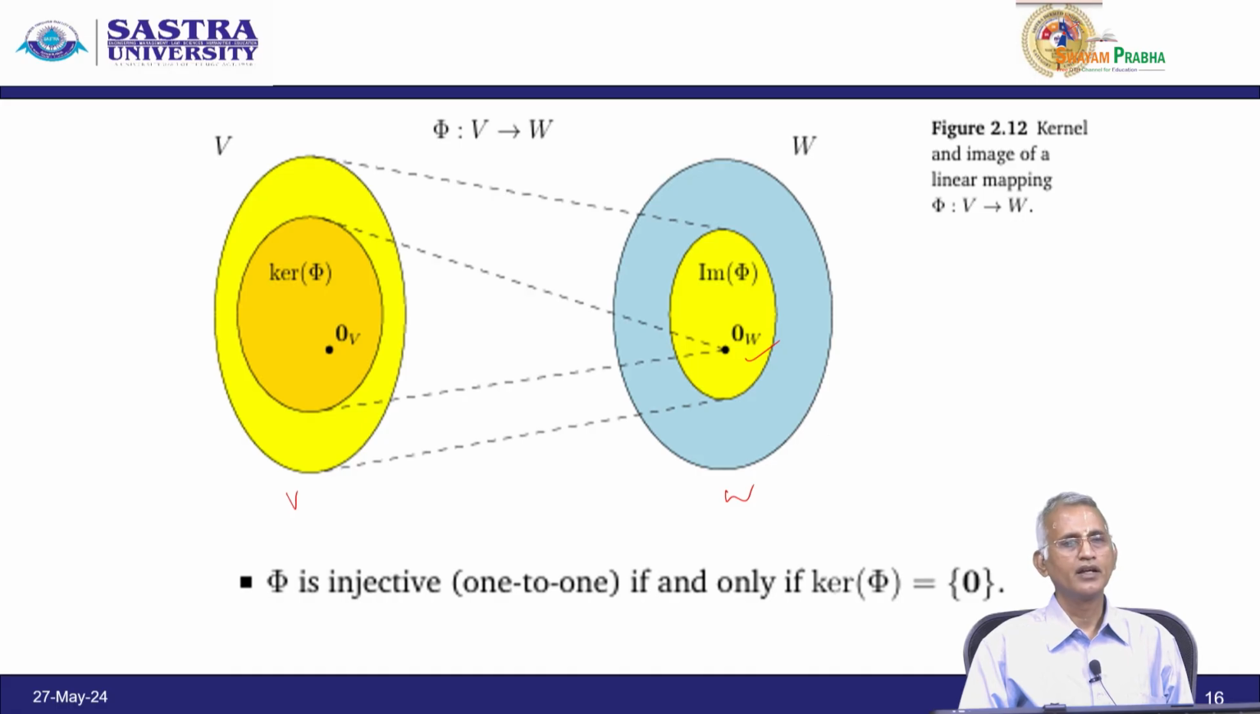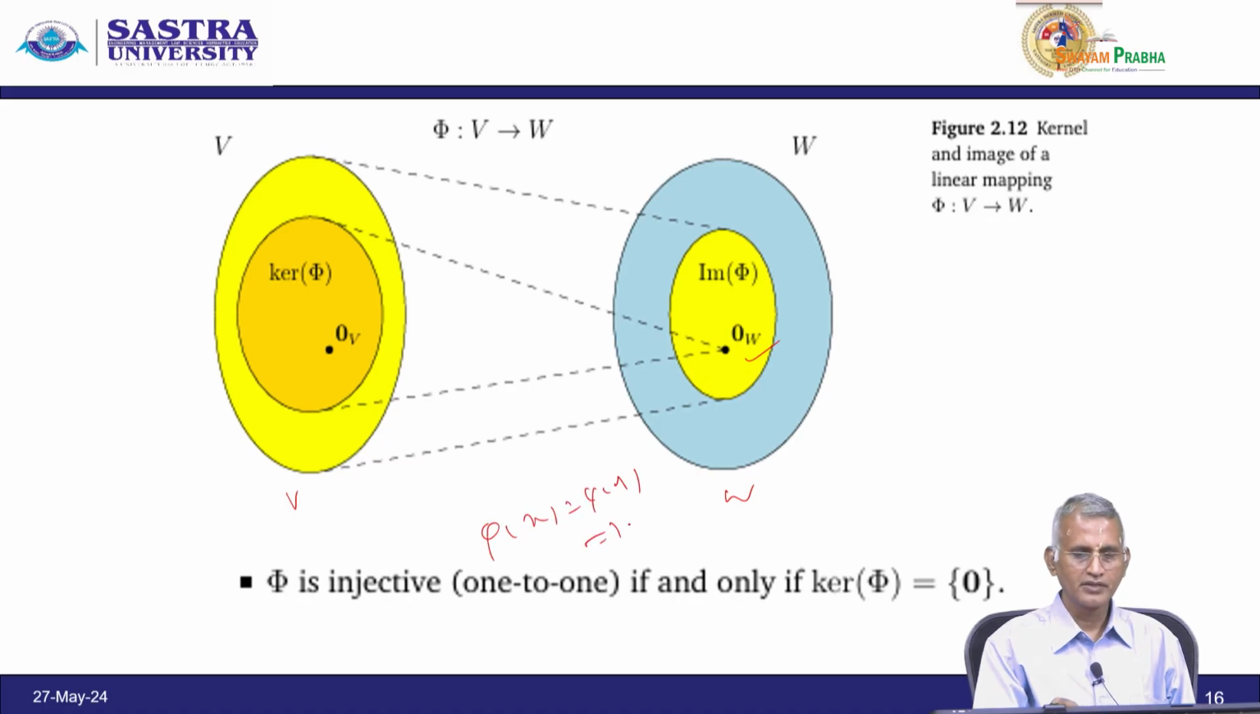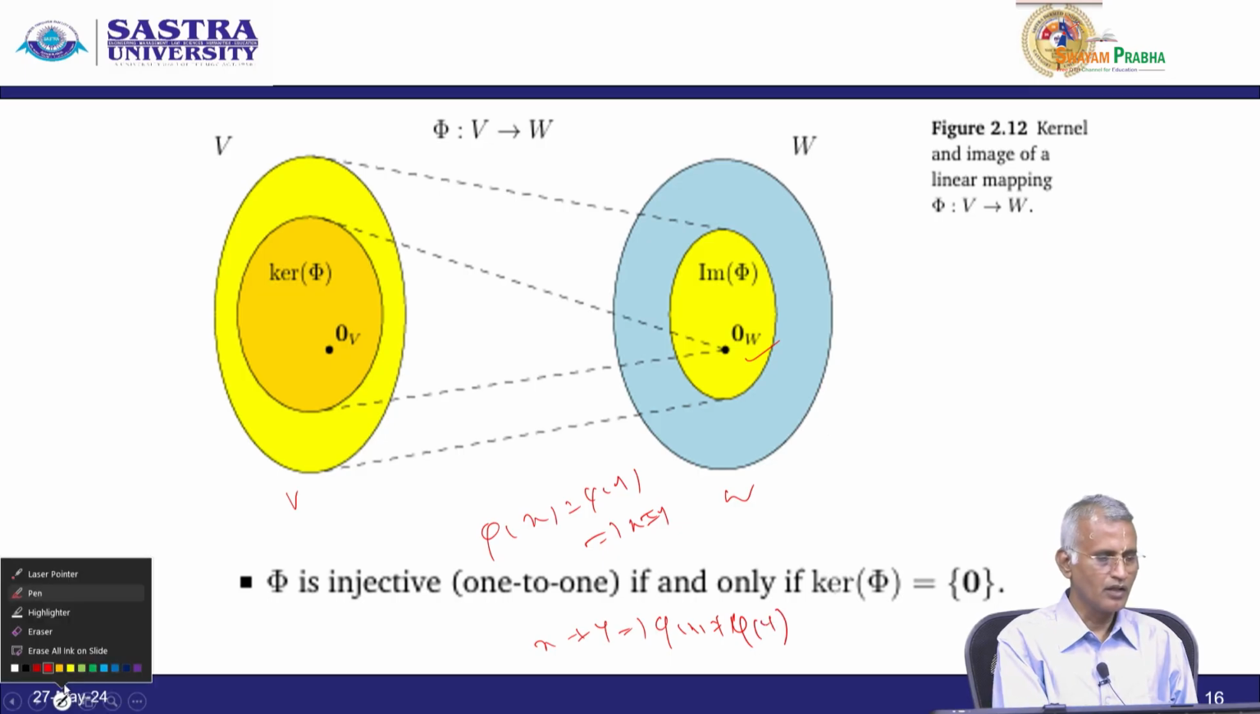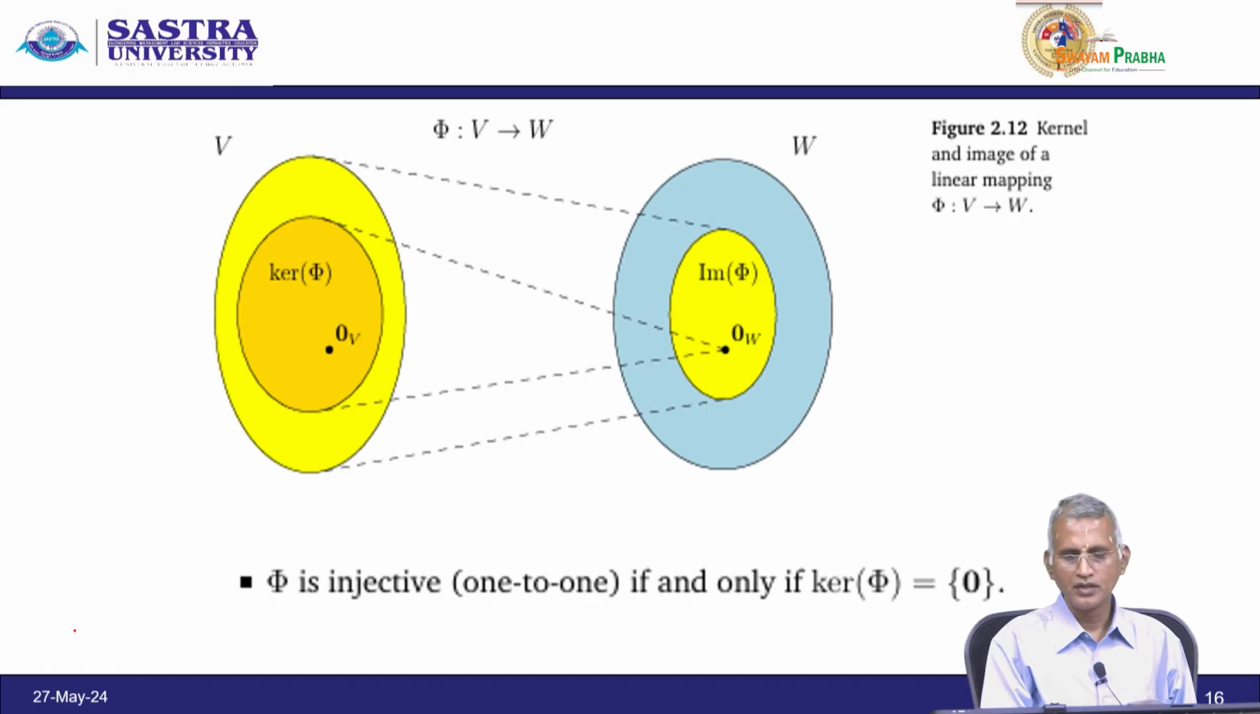If a mapping is injective, it means it is one to one: if phi of x equals phi of y, then x equals y, or x not equal to y implies phi of x not equal to phi of y. This is the representation of injective. It means here the kernel of phi is equal to the identity, which is 0.